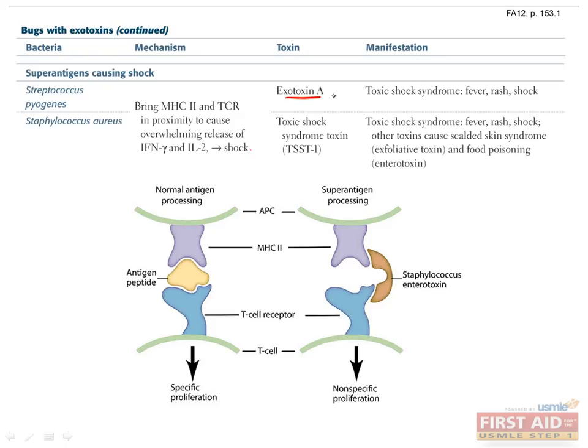Exotoxin A of strep pyogenes can cause a toxic shock-like syndrome. Staph aureus also produces a superantigen known as toxic shock syndrome toxin, or TSST-1, which results in toxic shock.